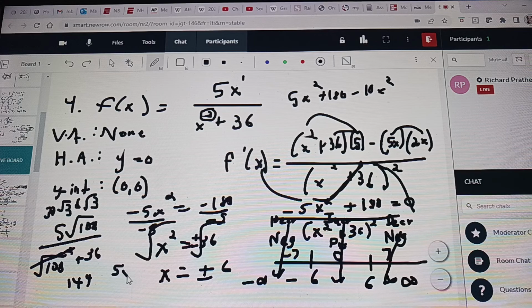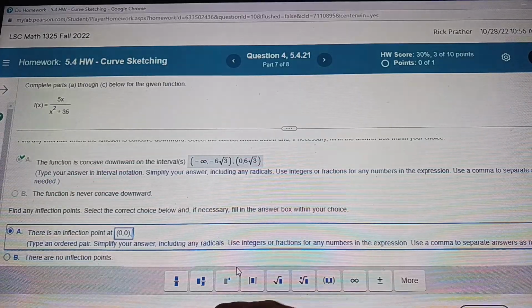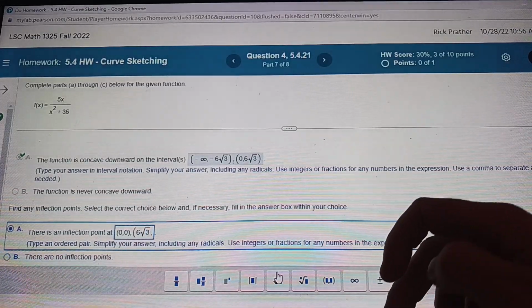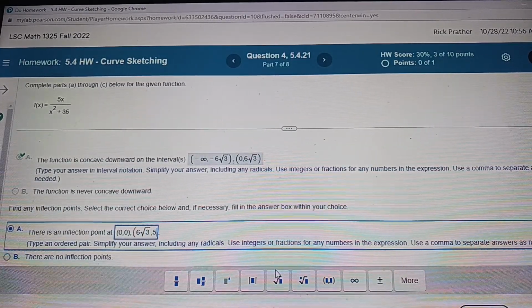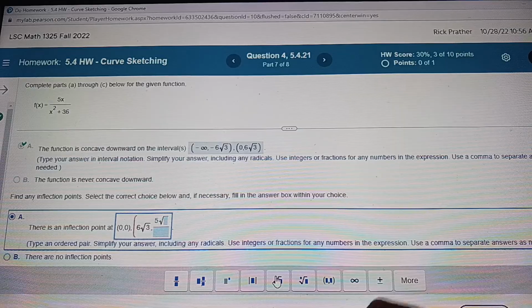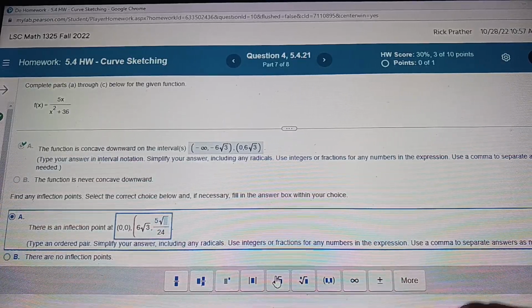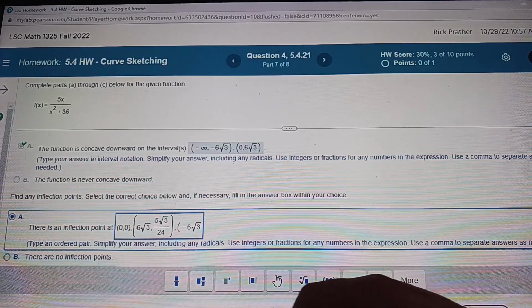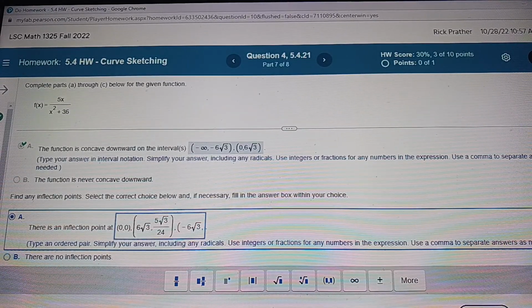So 5 square root of 3 over 24, that's the y value when x is positive 6 square root of 3. So another inflection point is 6 square root of 3 with, let me make a fraction here, 5 square root of 3 over 24. And then there's definitely one last one at negative 6 square root of 3, but the y value is going to be different, although it might just be the negative version of that.